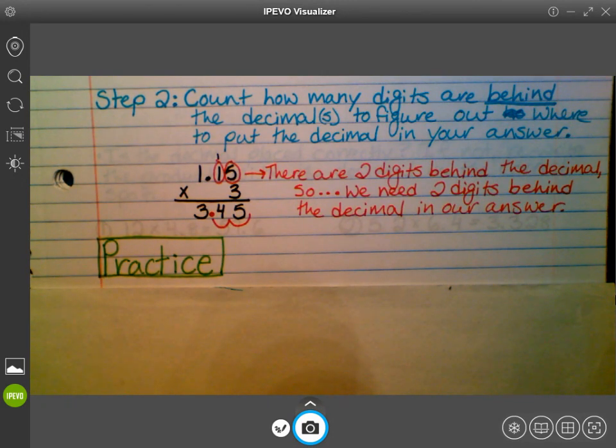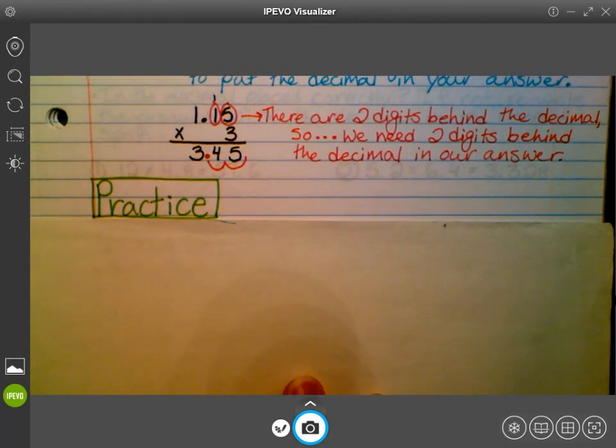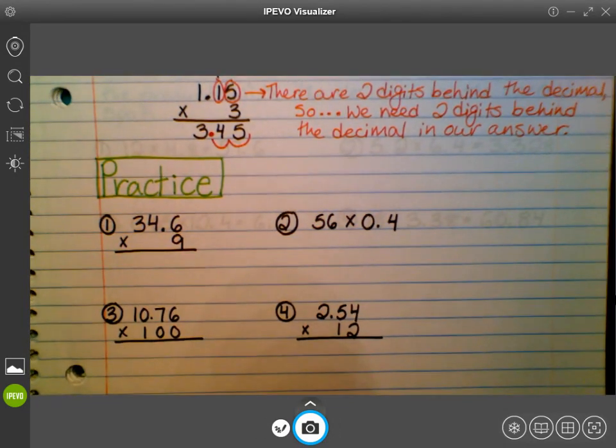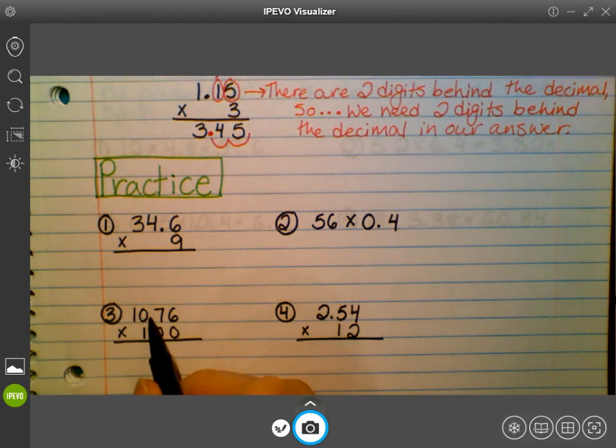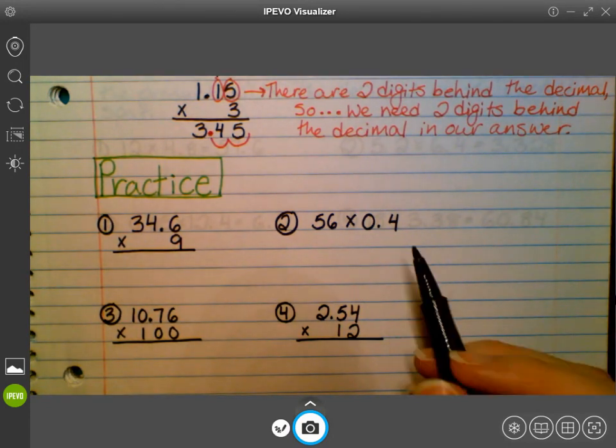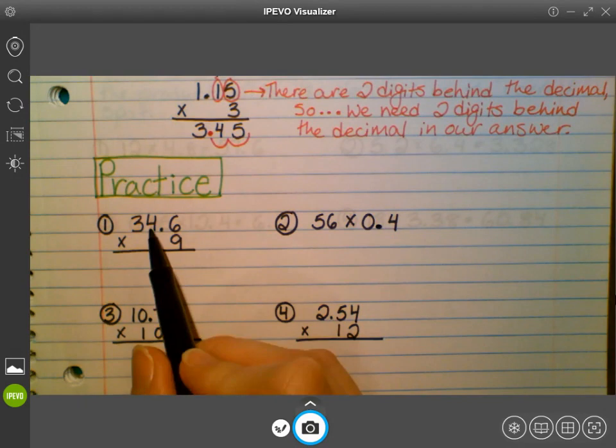Okay. So, our practice problems are right here. Ready to rock. All right, so, number 1. 34 and 6 tenths times 9. Number 2. 56 times 4 tenths. Number 3. 10 and 76 hundredths times 100. And number 4. 2 and 54 hundredths times 12.